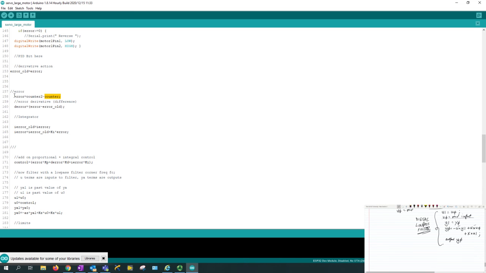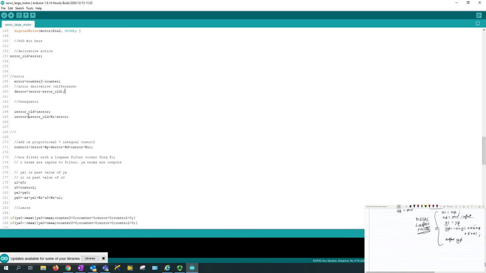I need the error, obviously, if it's a servo. Then I differentiate it. The differentiation, I should really divide by t, the sampling interval, but for reasons explained in a minute, I don't need to do that. Then this is an integrator.